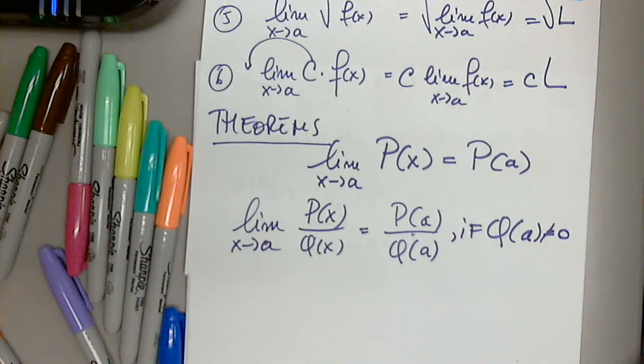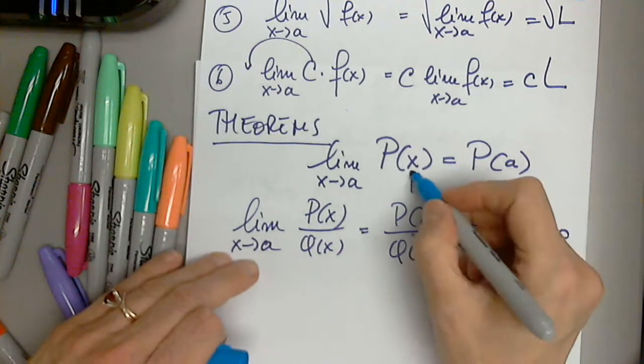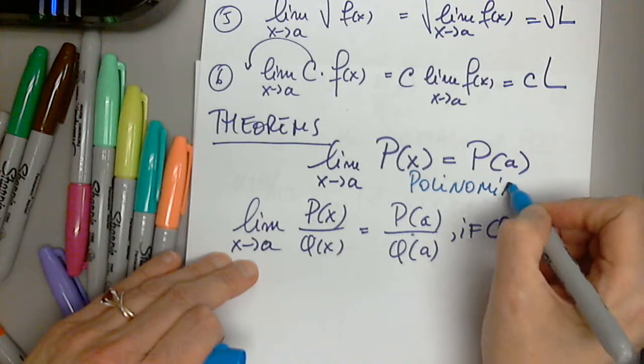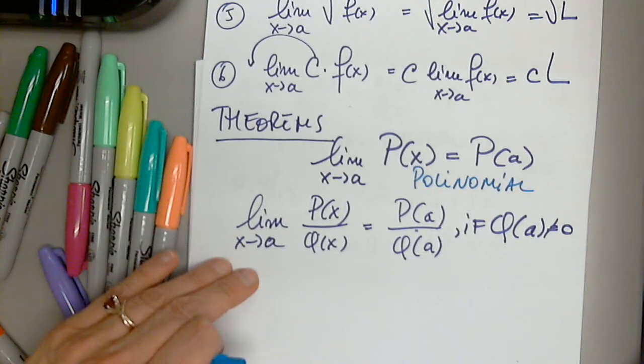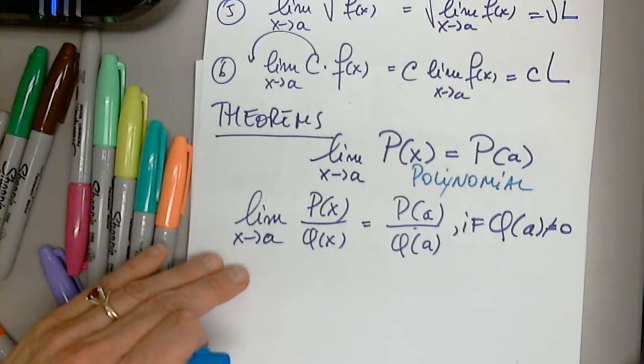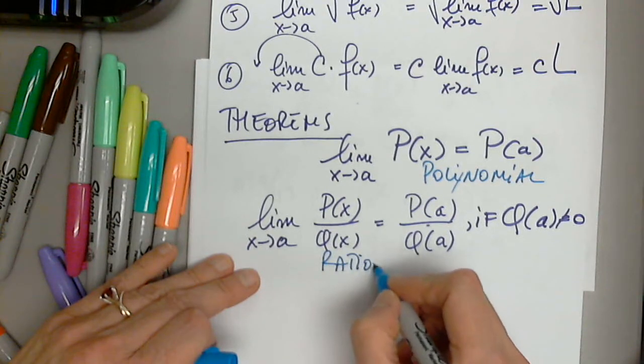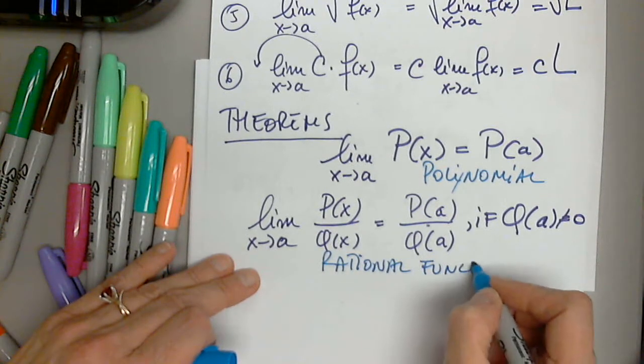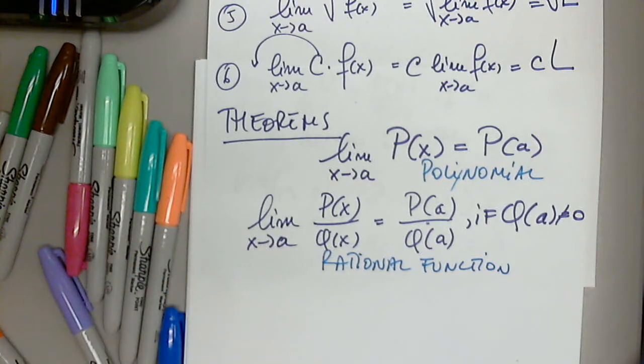So these are the two theorems. Maybe I should write that this is for a polynomial. And this is for a rational function. Okay, so can we continue?